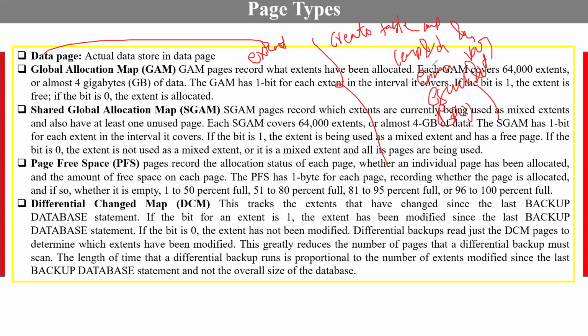So whenever you are going to create a table, first it will go to the GAM page to get the extent. First go and get the extent. So one GAM page covers 4 GB, sir, which contains information of 64,000 extents. Extents information, sir. You will definitely get confused whenever you see the database size.